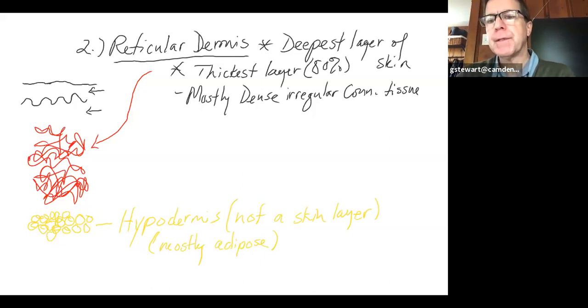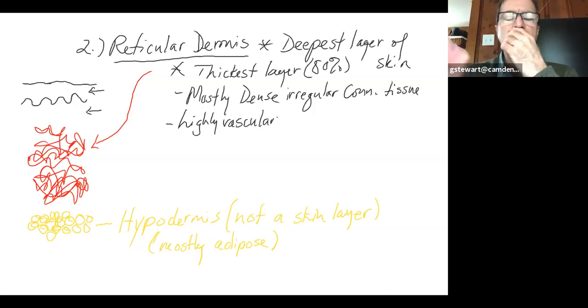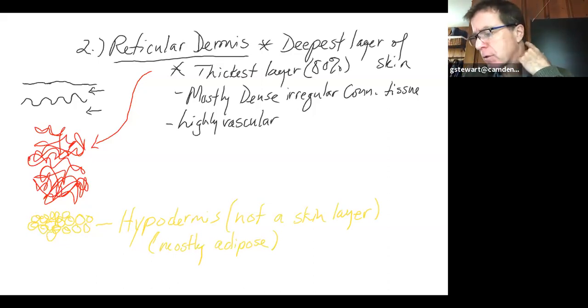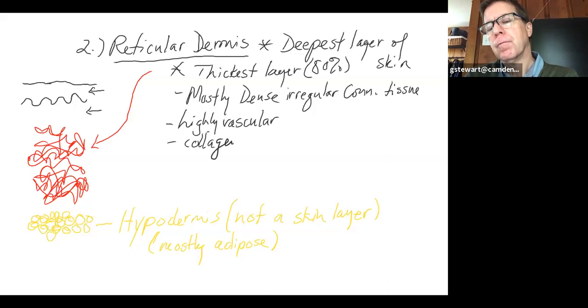Now back up to the reticular dermis. This is also highly vascular, lots of blood supply. So it provides nutrition for all of the dermis itself, its own tissue, as well as some of the papillary dermis. It contains collagen fibers for strength, and not quite as many elastic fibers.